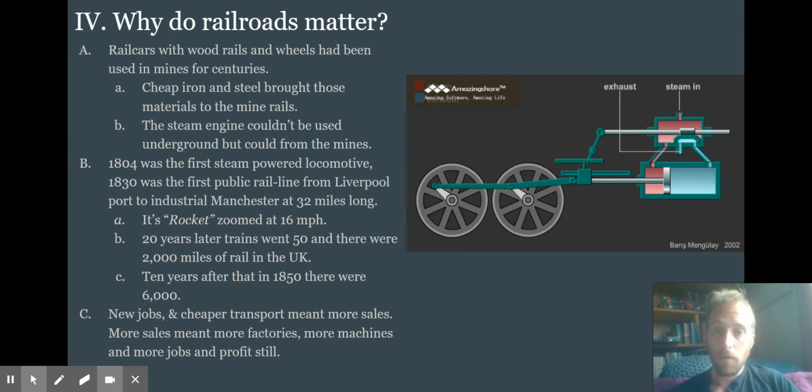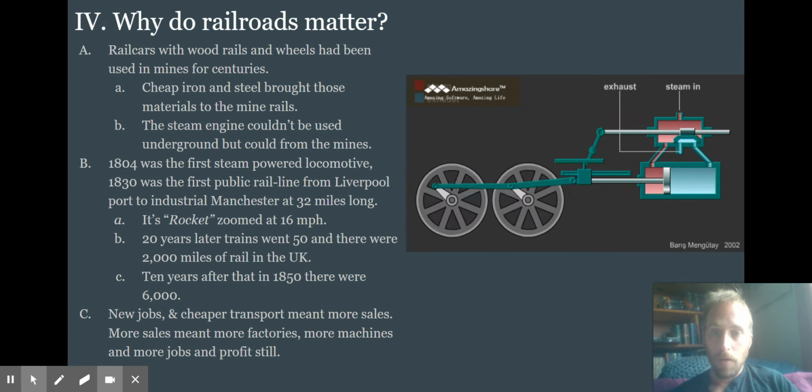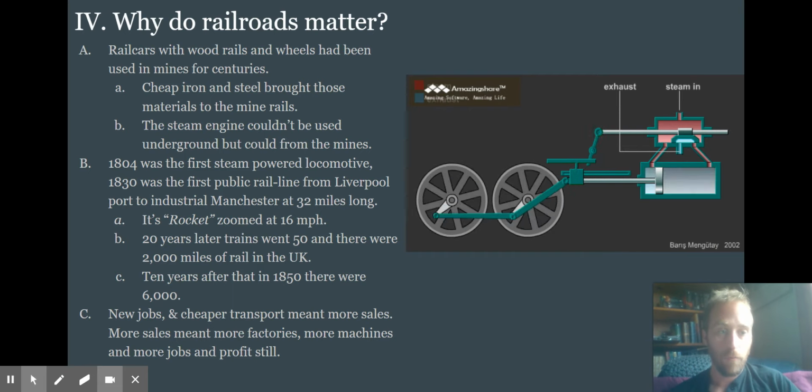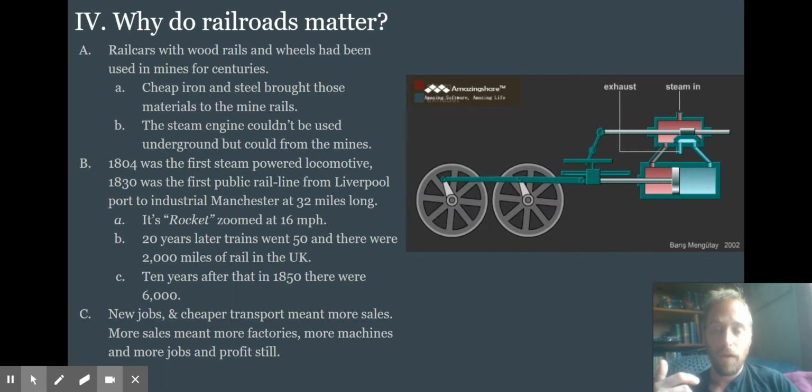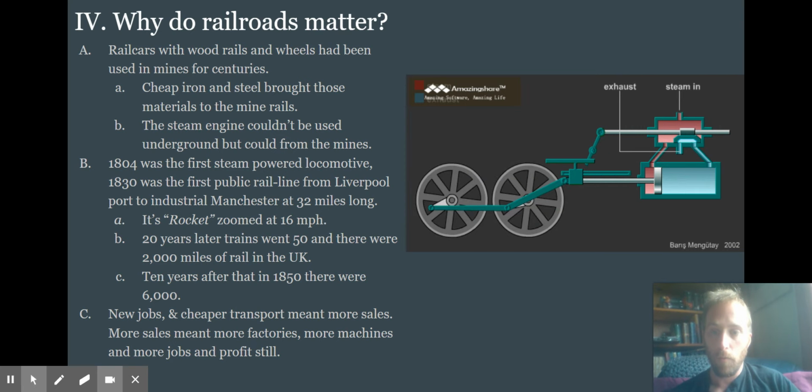It zooms along at 16 miles per hour, and it's considered extremely impressive at the time. But 20 years later, you have trains going 50 miles an hour, and you go from 32 miles of rail to 2,000. And again, the same thing, even quicker with the railroads and some of these other processes. 10 years later, that triples to 6,000 miles of rail because it's basically the cheapest transport possible, cheaper even than going by the rivers.